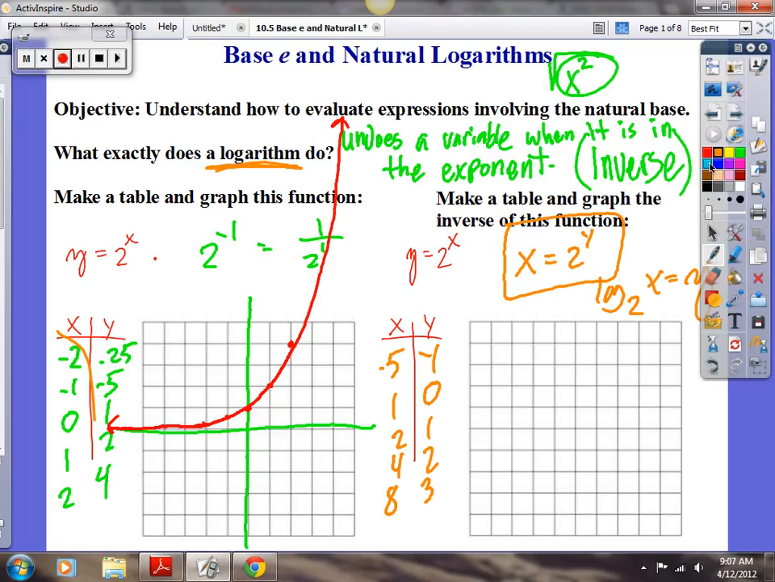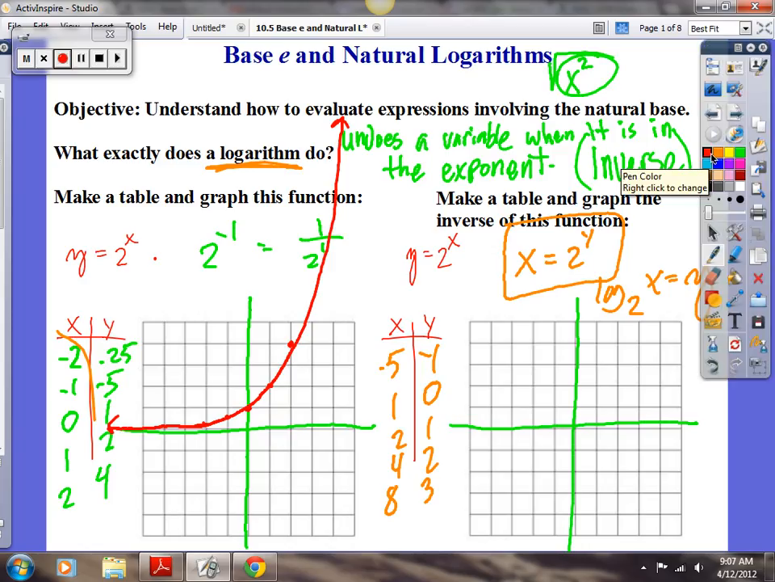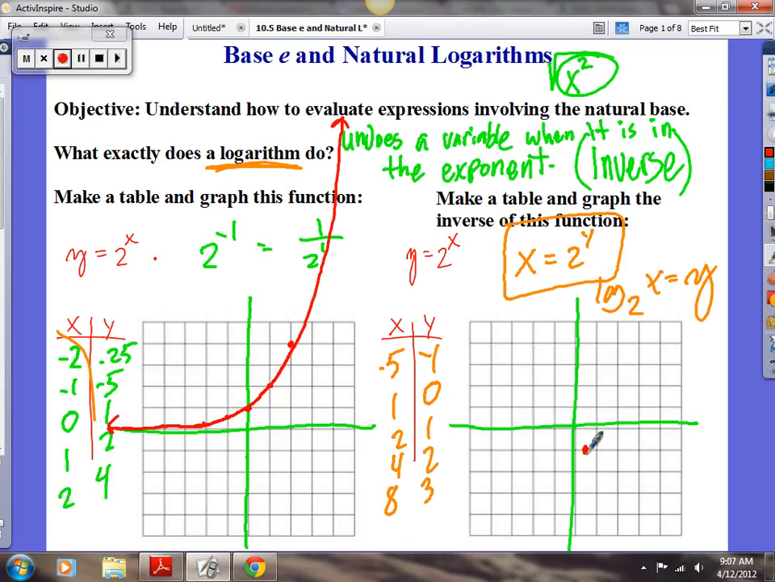Let's graph it and look. Let's graph it. Let's go right down the middle again and start plotting your points, and let's have a look and see what they look like. Negative, over 0.5, down 1, over 1 and 0, over 2 and up 1, over 4, up 2, over 8 and up 3 is going to be somewhere like right here.